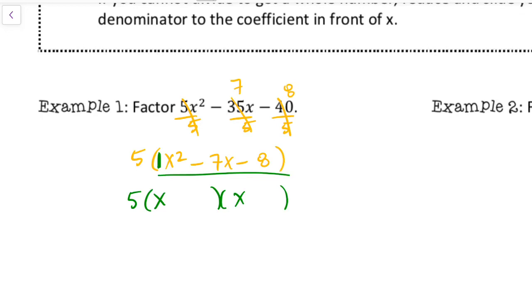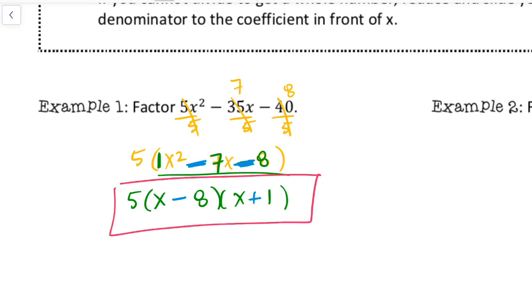So we set up our two sets of parentheses. We look for numbers that multiply to 8 and subtract to 7 because of that minus sign before our very last thing. So numbers that multiply to 8 and subtract to 7: 8 and 1. Our signs are different, again, because of that same subtraction sign. And our bigger number, the 8, is going to be subtracted. So x minus 8, x plus 1, and we're done. We are not asked to solve, we are just asked to factor. So we stop when we get to our final parentheses.